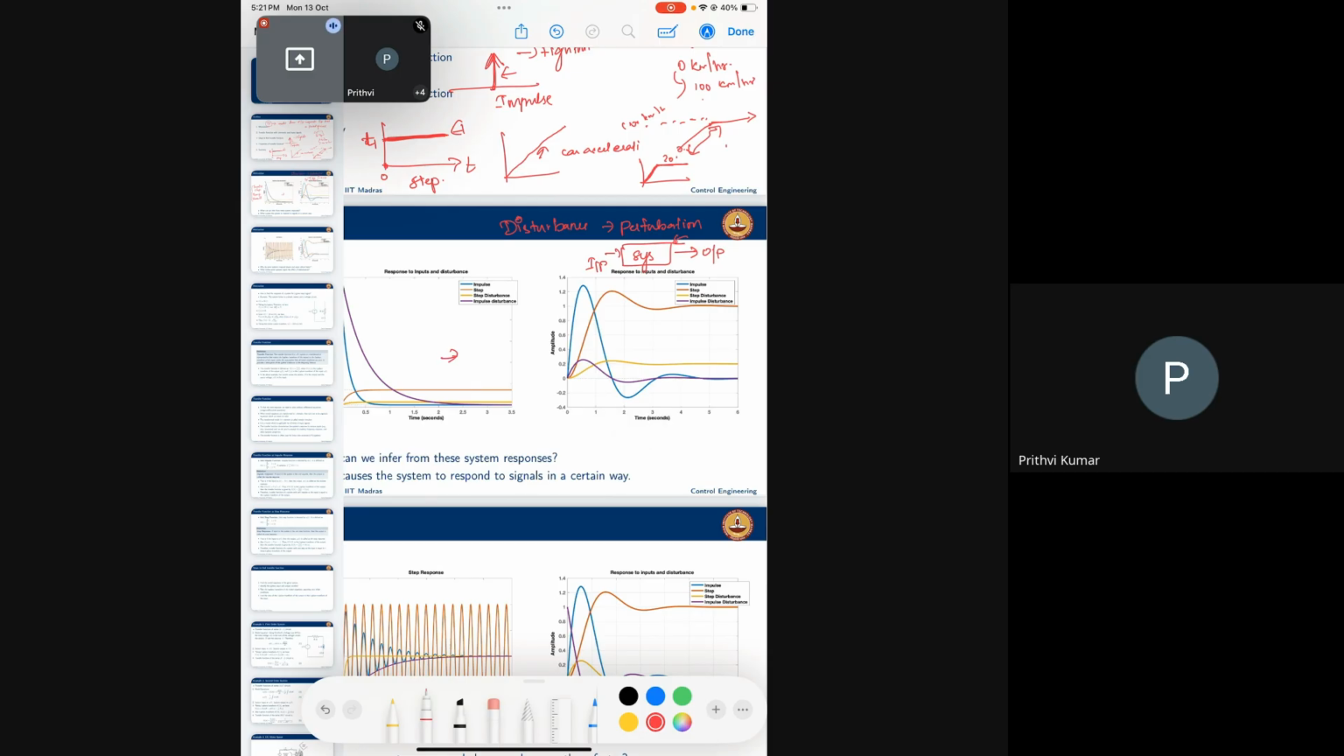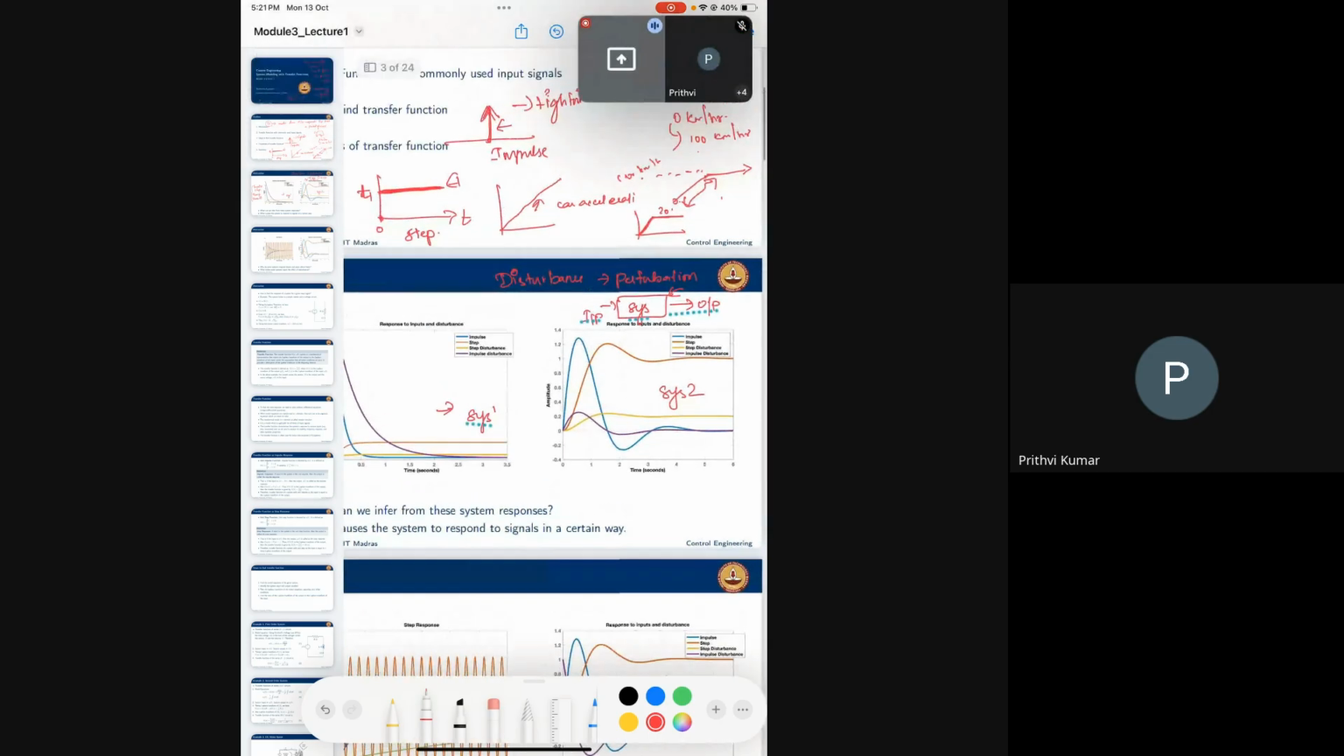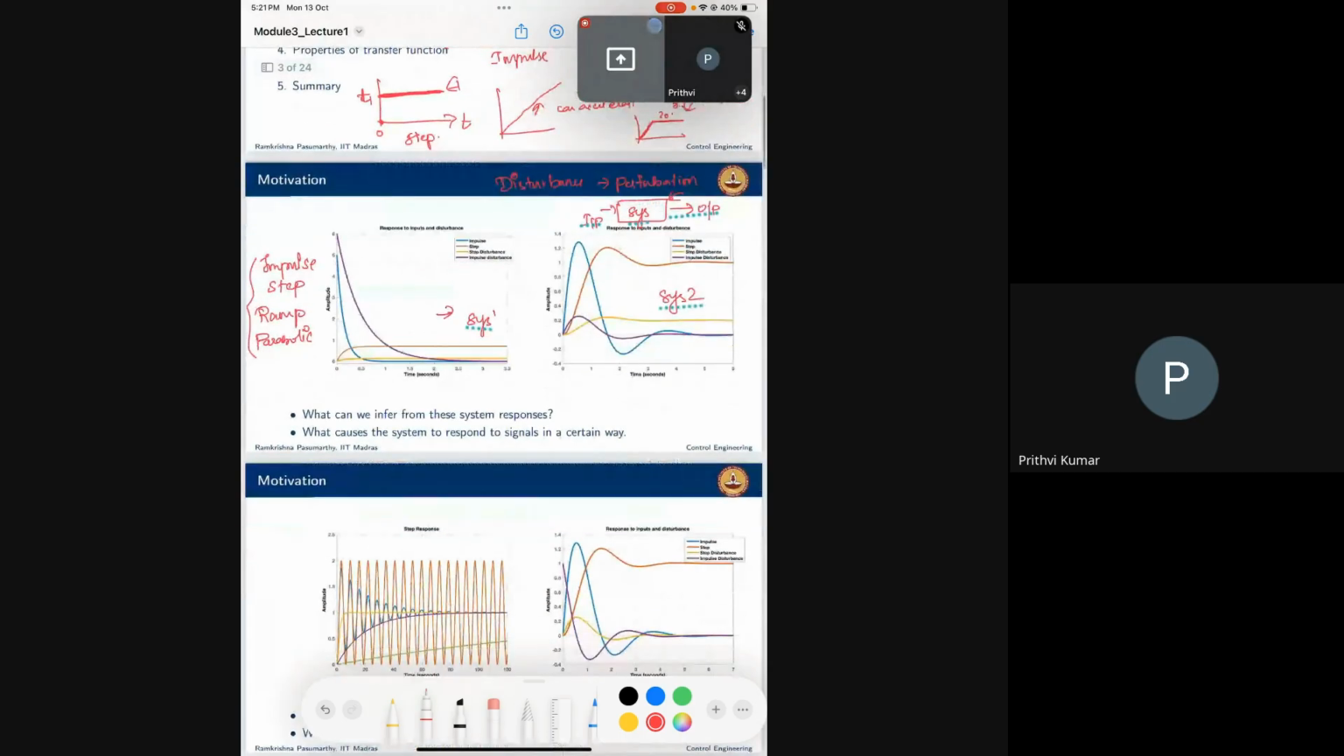Similarly, this is for some other system. Let's take this as system 1 and this as system 2. So these are the two different output responses for two different systems. What we are inferring from it, that was the question.